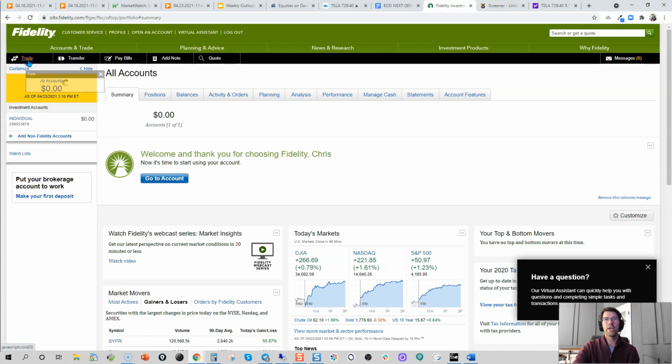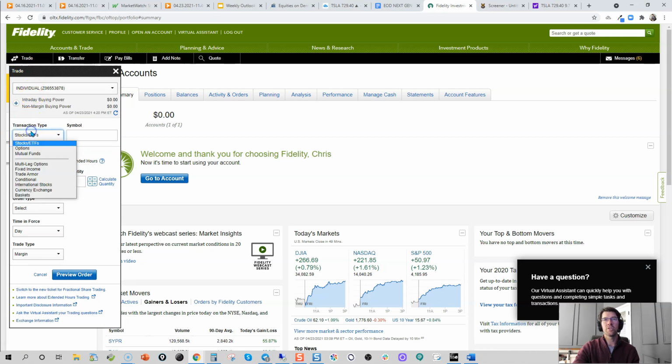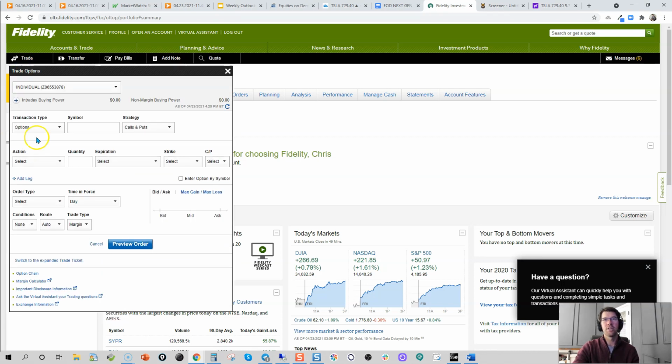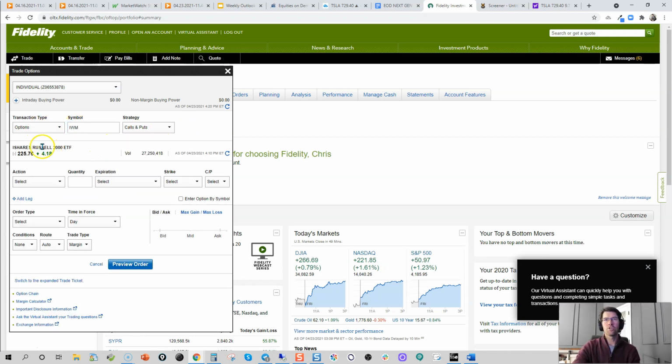So I'm going to go into trade, go into stocks and ETFs, trade and change it to options. And now I'm going to go into IWM. And there's my Russell 2000. That is the ETF that follows it. It's at 225.76. We're looking for a nice little expansion play.